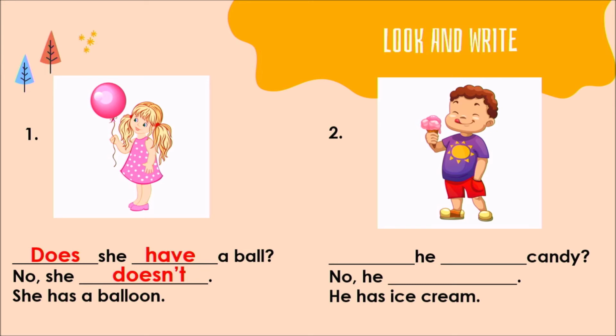So what will you use? Do or does? Very good. Does. Does he have candy? No, he doesn't. What is the negative of does? Doesn't. He doesn't have candy. He has ice cream.